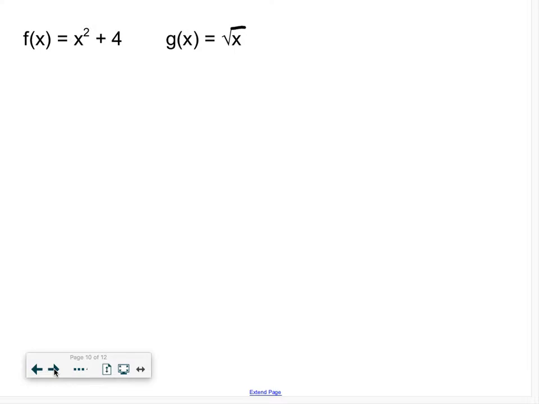Okay, so f of x is x squared plus 4. Write it down. F of x is x squared plus 4. G of x is radical x. I chose very simple. F of x is x squared plus 2. G of x is radical x.